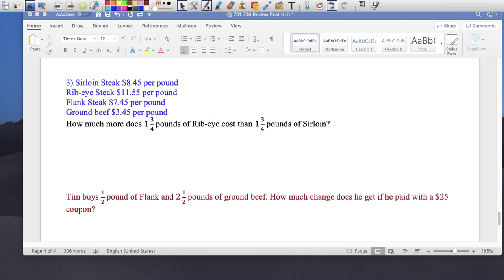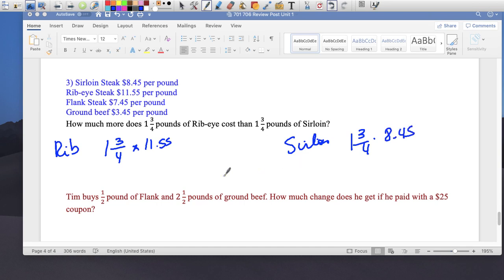Okay, so we want to buy some meat here, right? So 1 3/4 ribeye. How much is ribeye? Times 11.55. And then we want to go sirloin. The sirloin we bought 1 3/4, and then we times what? What's a sirloin? 8.45. All right, so you can put that in your calculator. And this is going to cost us $20.21.